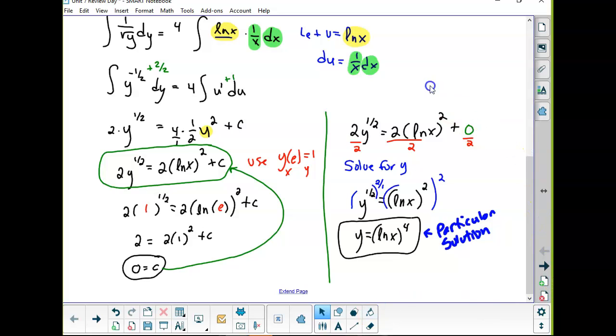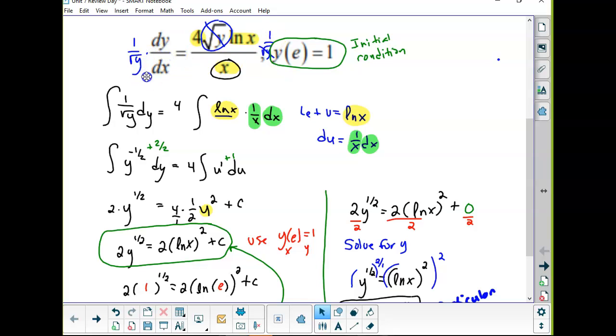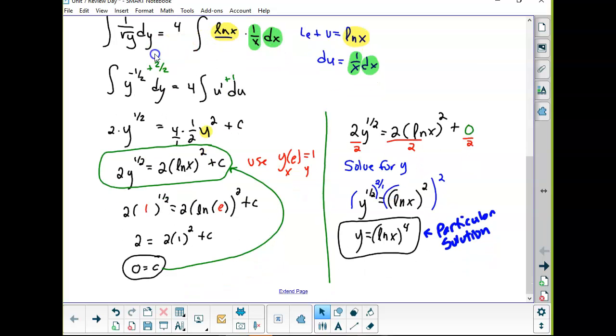It won't get that much more challenging. If we just quickly look back, what did we do first? We separated the variables. So I separated the y's on one side, x's on the other. And then I did a u substitution. And then we did antiderivatives. We found c. We used the initial condition. And then we solved for y. It doesn't get much more challenging than that. Really, the only way it gets harder is the antiderivatives might be a little bit more tricky. But the process is the same.